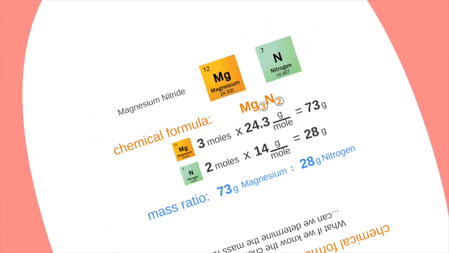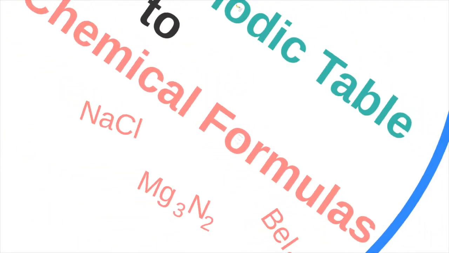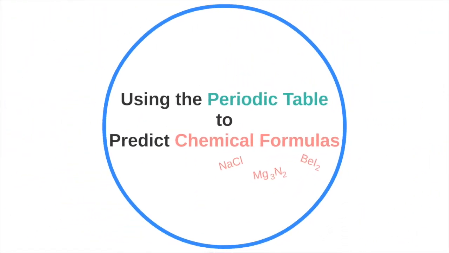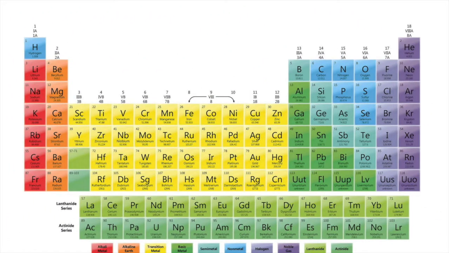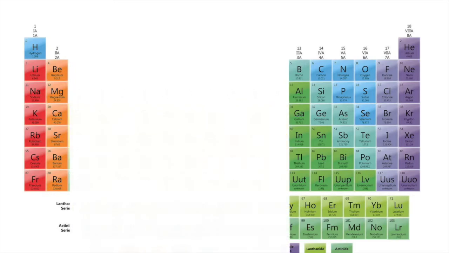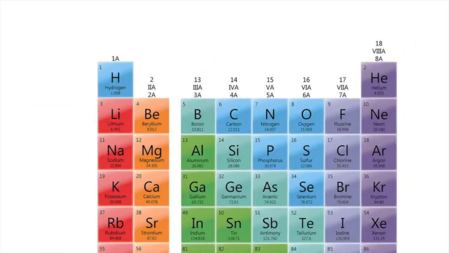Now we're ready to look at the periodic table, which contains all the necessary information to predict chemical formulas and mass ratios. Let's take a look. Here we have a classic periodic table, where the elements are in order of relative atomic mass from left to right and top to bottom. We're going to be paying attention to the vertical columns, and to make our lives easier, we're going to ignore the transition elements and look at this simplified table.